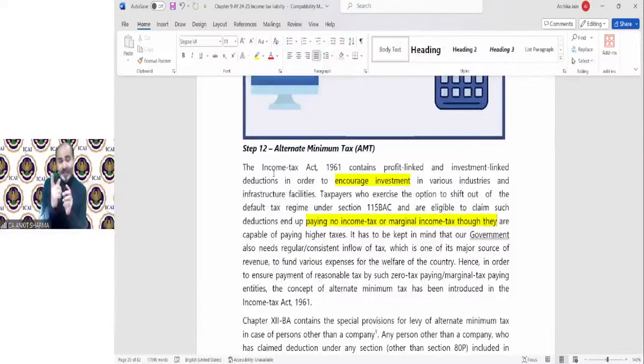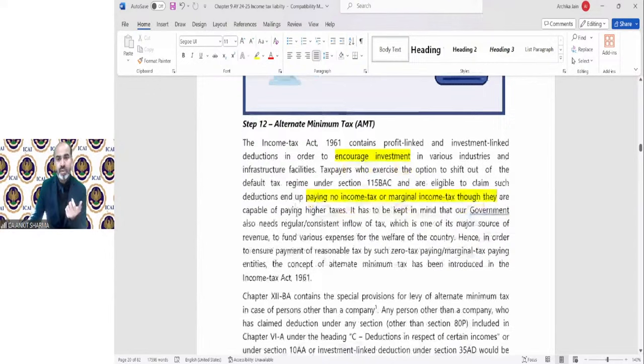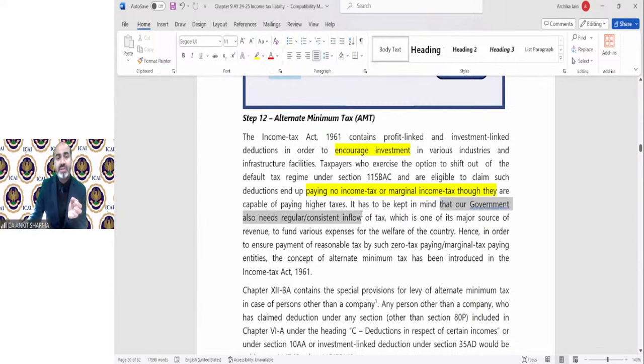But again, there is a provision, which we will discuss later, Ravi. Because in the normal case, what was happening was that the assessee was earning a lot of income but not paying any tax due to the benefit of Section 35AD, 10AA, etc. It has to be kept in mind that our government needs regular, consistent flux of funds. And if those persons earning so much income are not going to pay anything as tax, then how will the country run? Tax is one of its major sources of revenue to fund various expenses for the welfare of the country.